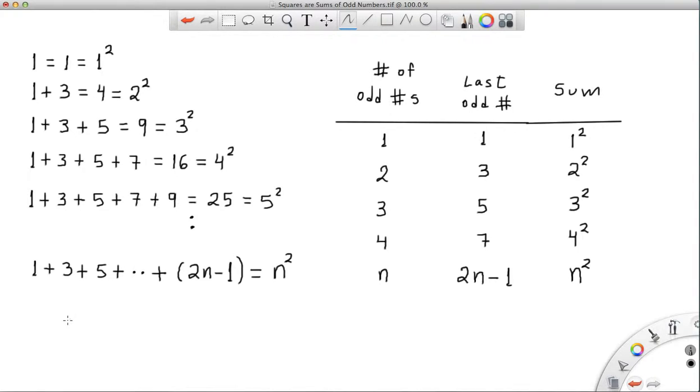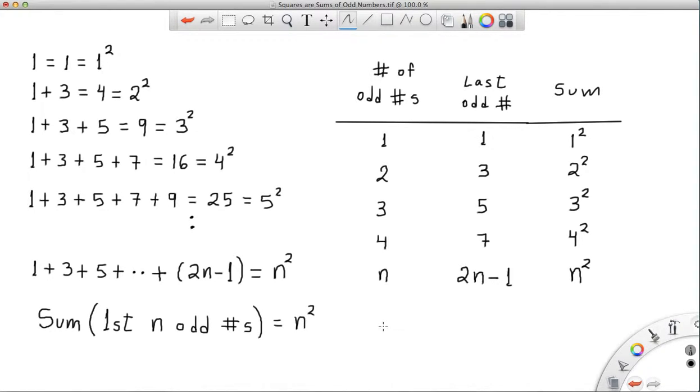Another would be saying, with words, the sum, and then we use parentheses to indicate what we're adding: the first n odd numbers, and the result of that sum equals n square.